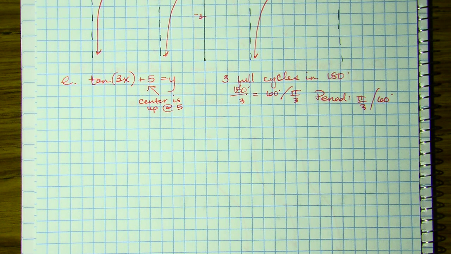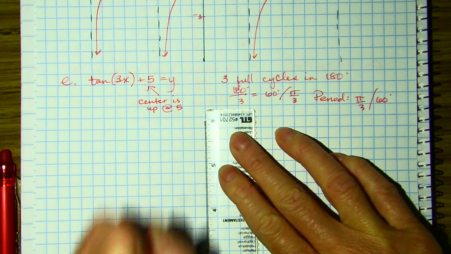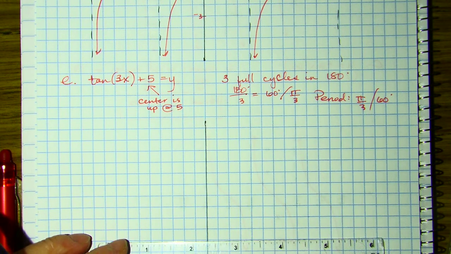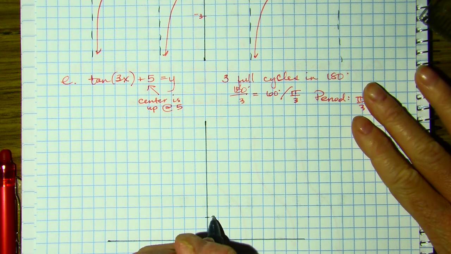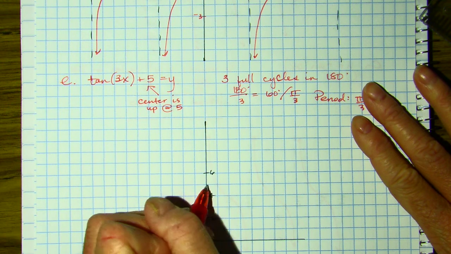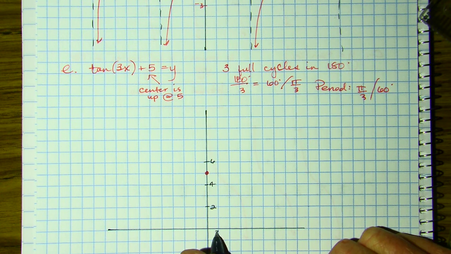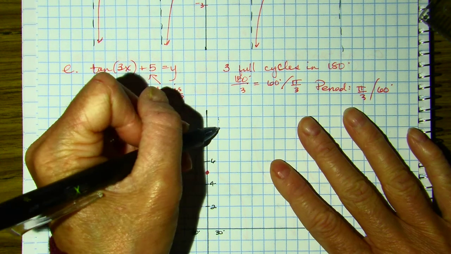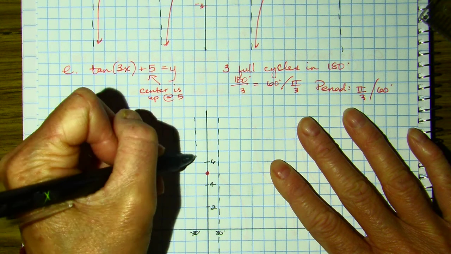I cut mine into thirds. I'm trying to find my ruler so that you can see this. And my center is up at 5. So I need 2, 4, 6. So my center, I know, is at 5. But my cycle is 60 degrees, so I'm going to go 30 and -30. So there is one full cycle.